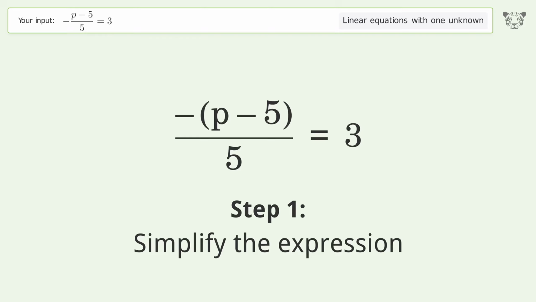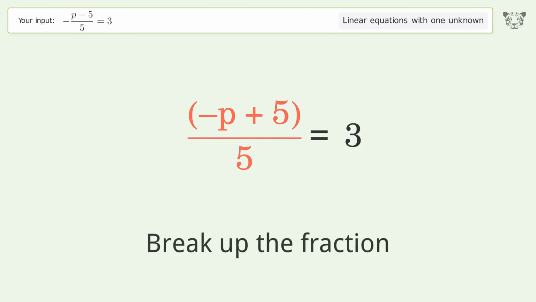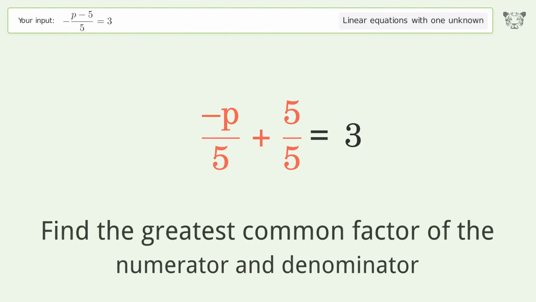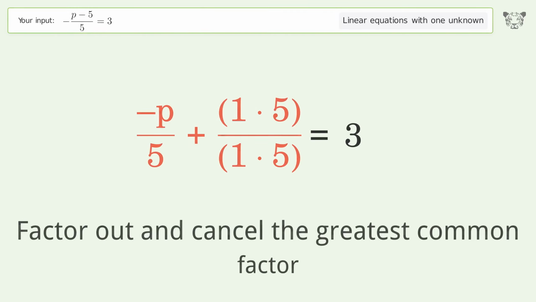Simplify the expression. Expand the parentheses. Break up the fraction. Find the greatest common factor of the numerator and denominator. Factor out and cancel the greatest common factor.